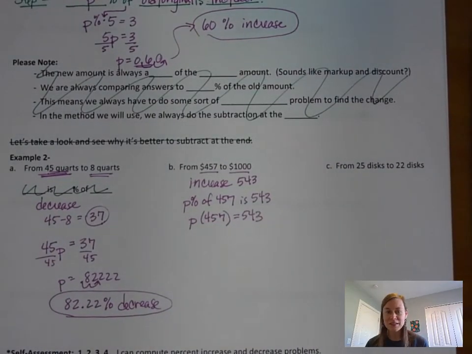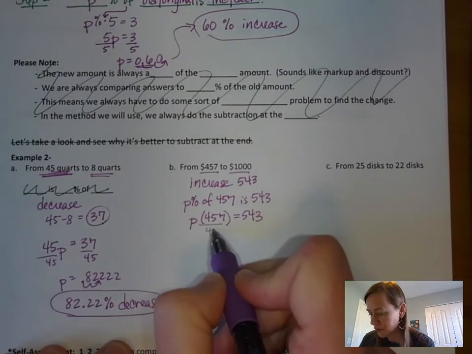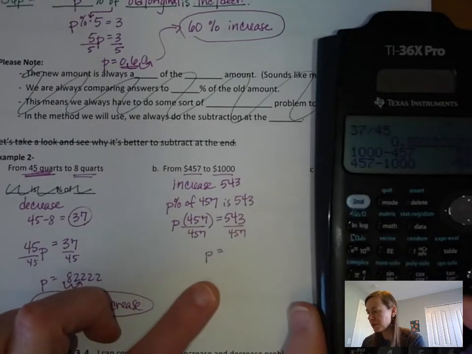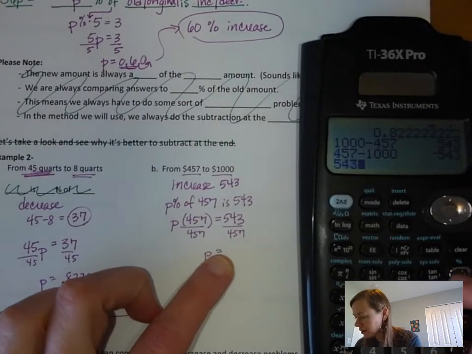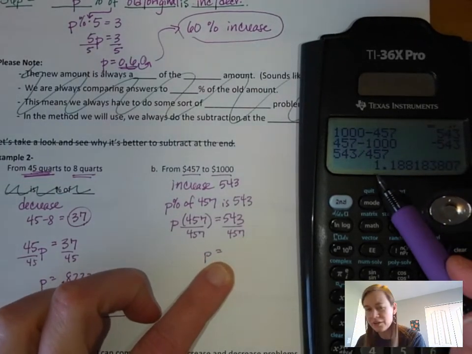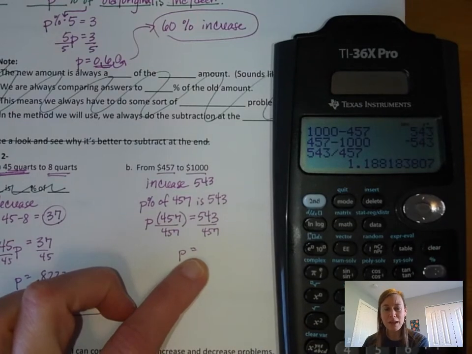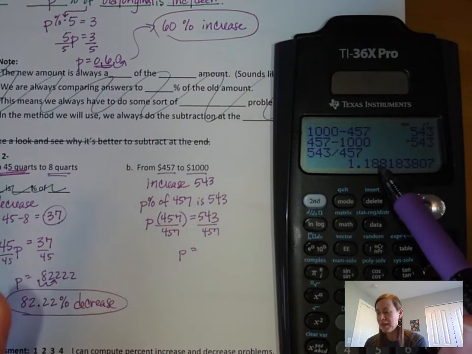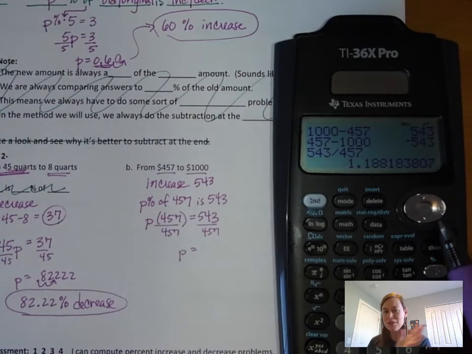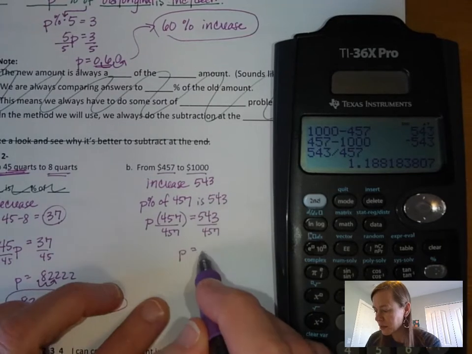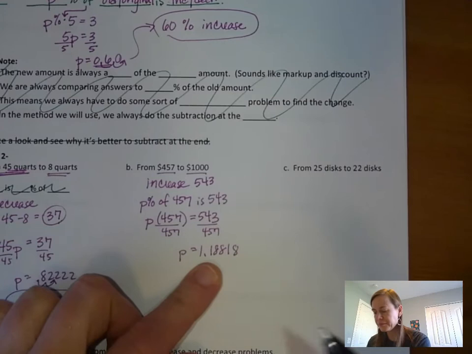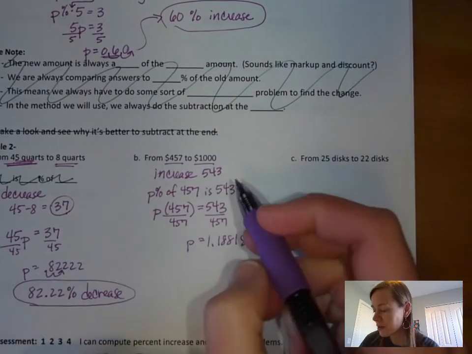All right, now we have something that's solvable. We're just going to divide by 457 on both sides. And you're going to get P is equal to, okay, let's do 543 divided by 457. And you get all these decimal places. Now you're going to write quite a few of these down, because remember, you have to have it to the nearest hundredth, but you're also moving the decimal point 2 places for the percent conversion. So just write down like 5 decimal places, okay? So I'm going to say 1.18818.